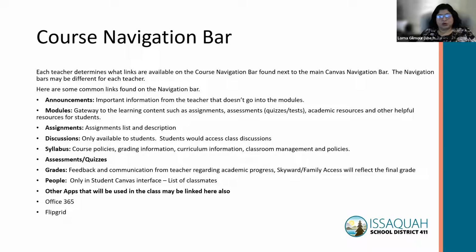Grades, for sure, in all of the navigation bar. And then People is something that only students have access to because it lists their classmates. Now, there are also many other apps that students have access to that are linked from Canvas. So sometimes a student might have Office 365, Flipgrid, ClassLink. Those are things that parents don't have access to. There are certain apps that are put in Canvas only for students, and other ones that parents have access to.